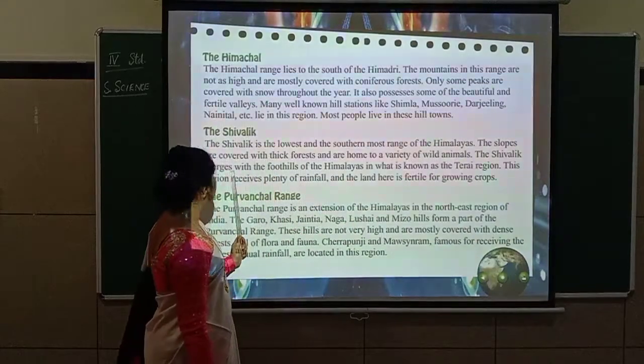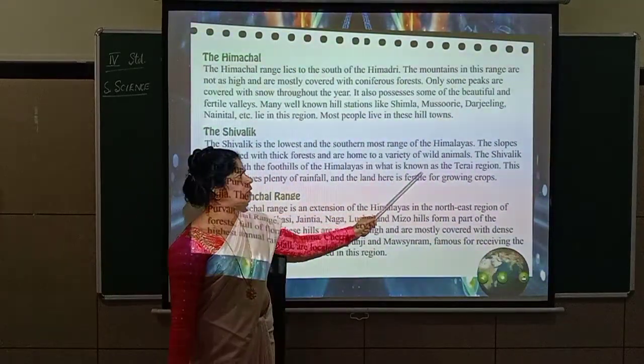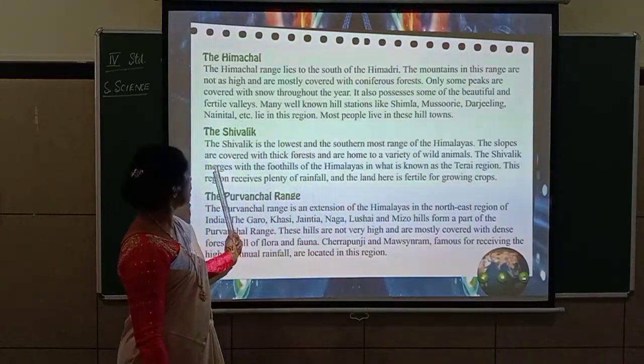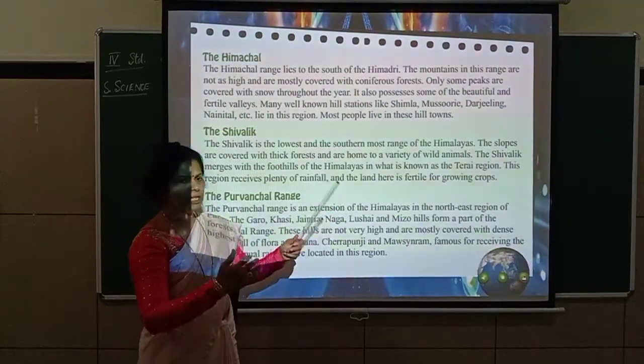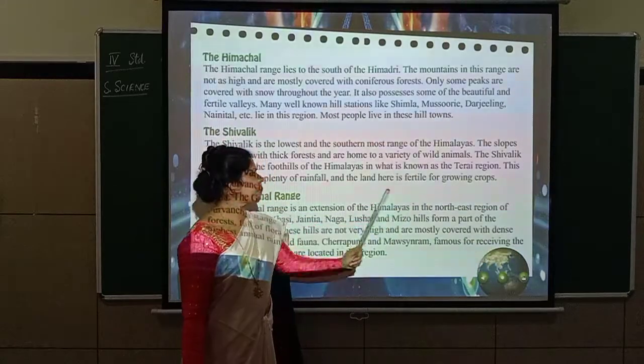So you find different types of animals in this Shivalik range. The Shivalik merges with the foothills of the Himalayas in what is known as the Terai region. So in the Terai region, what happens? The Shivalik merges with the foothills of the Himalayas. The Shivalik as well as the Himalayas will merge with each other at the Terai region.